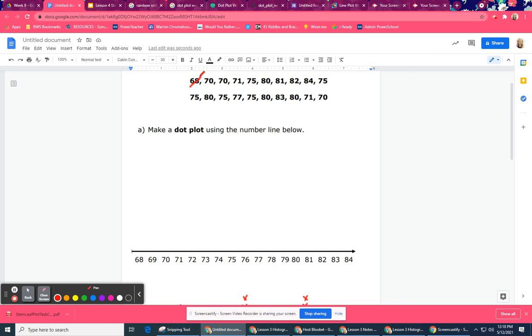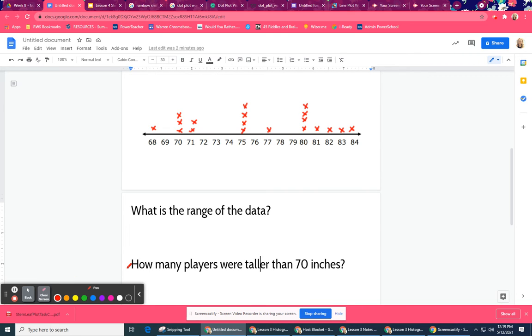So starting at 68, find it on the number line and put, I'm going to use X's. Put an X above 70 to represent this person, another X above 70 to represent that person, and so on. Make sure that whenever you construct these, your X's or dots are evenly spaced out so that it's not sloppy looking. I'm going to pause the video and finish making this graph so that you don't have to watch. Okay, so here it is.